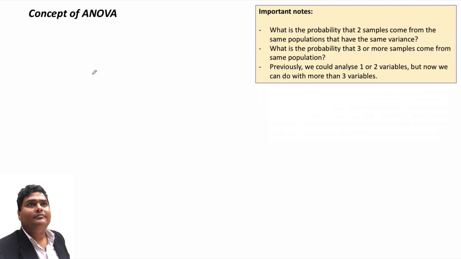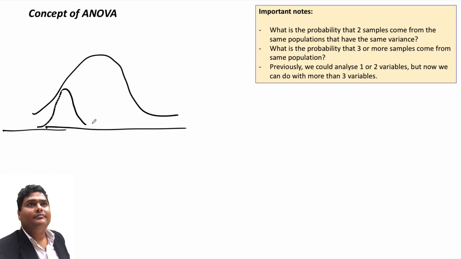Let's say this is the total population, and there are three internal population means or sample means I'm talking about. So let's say this is A group, this is B group, and this is C group. Three groups are there, and this is the total population represented like this. I'm representing this as mu A, this is mu B, and this is mu C. That means the mean for group A is mu A, mean for group B is mu B, and mean for group C is mu C.